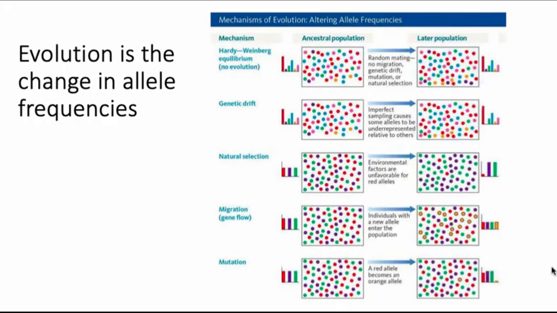So the key thing to remember here is that evolution is the change in allele frequencies. And this can happen by any of these factors: by random events in genetic drift, by natural selection favoring some alleles over others for that specific environment, migration or gene flow, organisms moving from one population to another, and mutation. This is how different alleles originate, by one allele mutating and forming a new allele that didn't exist before.